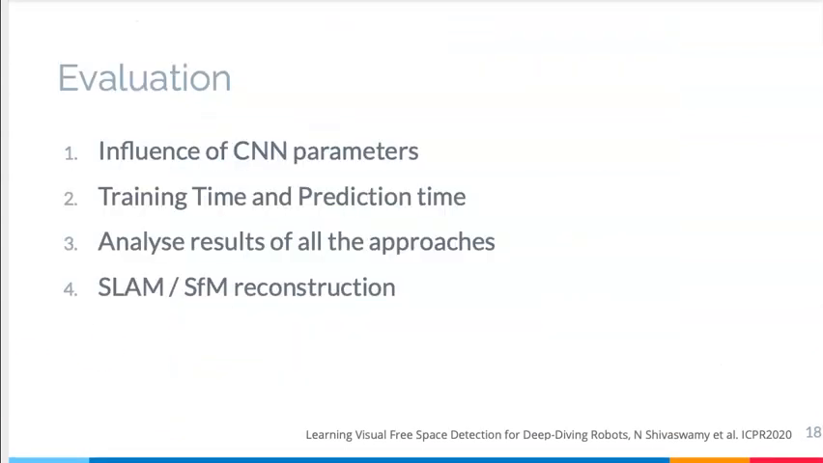For evaluation, we have 4 metrics: influence of CNN parameters, training time, and prediction time. Then we analyze results of all the approaches, and SLAM reconstruction.